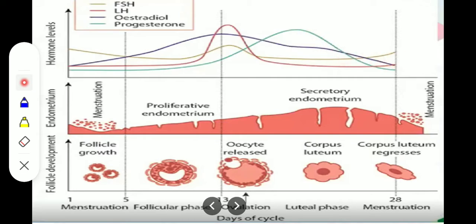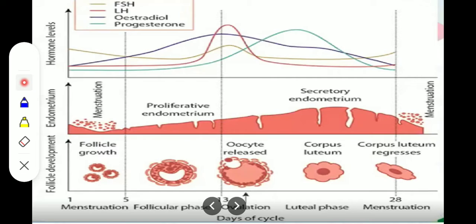The next diagram is about the endometrial changes. You can see we have menstruation, then we have proliferative endometrium till about 13 days. From 5th to 13 days, we have proliferative endometrium, and from 13 to 28 days, we have secretory endometrium. And after that, menstruation phase starts again.